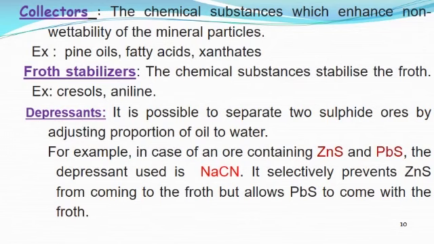Collectors are mainly used for producing froth in the froth flotation process. Examples are pine oil, fatty acids and xanthates. Froth stabilizers are chemical substances which stabilize the froth. Examples are creosotes and aniline.